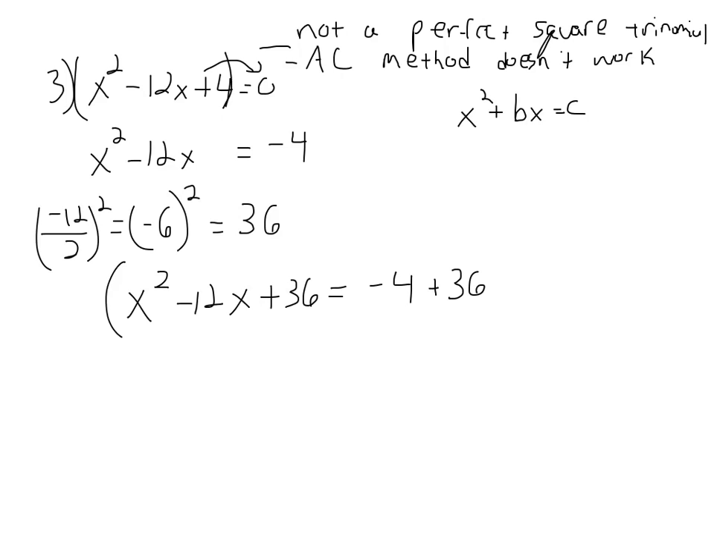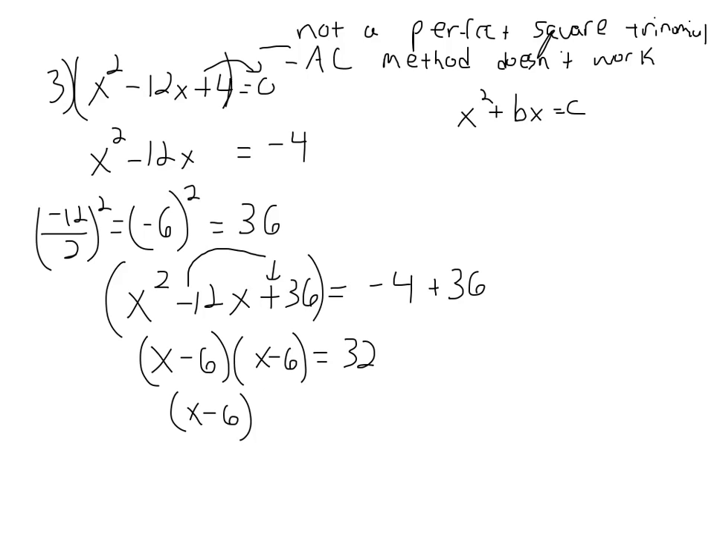Okay? Now this right here, what multiplies to give me 36 and adds up to be negative 12? The signs are both the same because this is a positive. And now that I look here, that tells me they're both negative. So this one would be x minus 6. x minus 6 is equal to 32. Okay? Or I can rewrite that: x minus 6 squared is equal to 32.